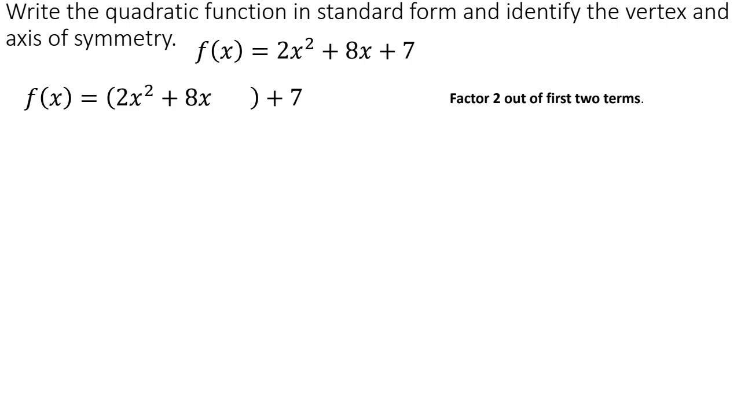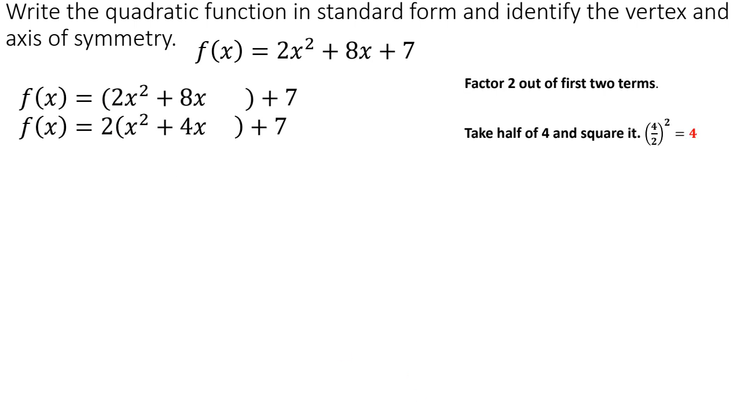Now we're going to go back to 2.1. It says write the quadratic function in standard form and identify the vertex and axis of symmetry. So here I like to first separate the two terms with x's, and then I leave the constant outside. I want to make sure that in front of x squared is a 1. In this case, I have a 2, so I'm going to factor it out.